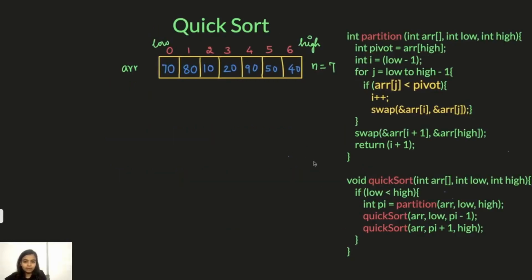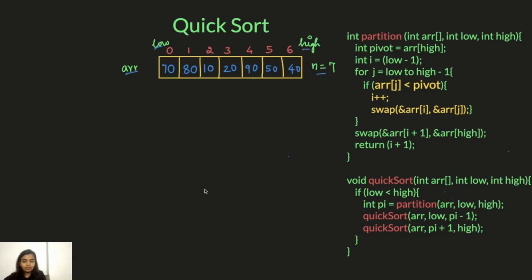Now I will explain the quicksort algorithm with the help of an example. So we have an array over here. Let's call it R. All the elements are jumbled and these are the indices of the array, and the size of the array is 7 because the index starts from 0. We'll consider our initial low as 0 and high as 6.